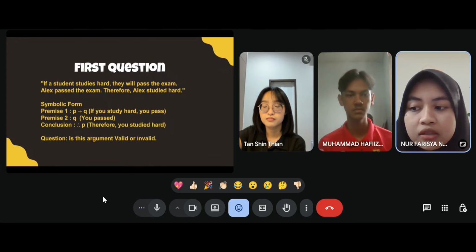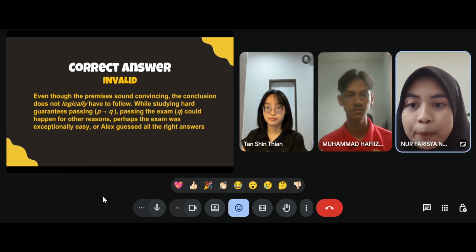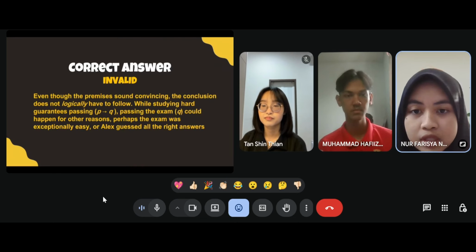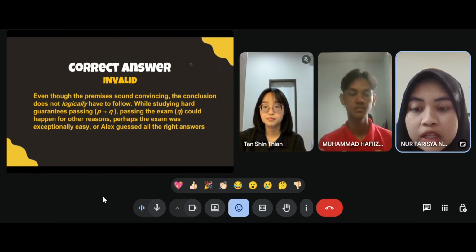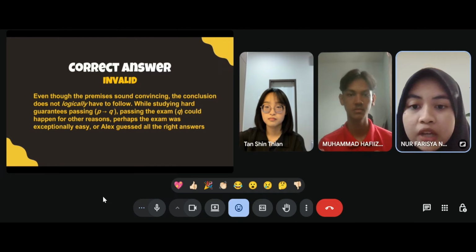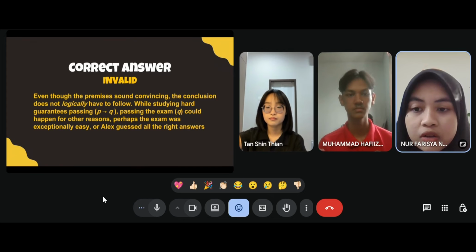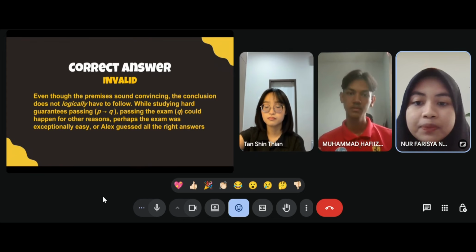So the answer is invalid. Even though the premises sound convincing, the conclusion does not logically have to follow. While studying hard guarantees passing, which is P implies Q, passing the exam, Q, could happen for another reason. Perhaps the exam was exceptionally easy, or Alex guessed all the answers right.